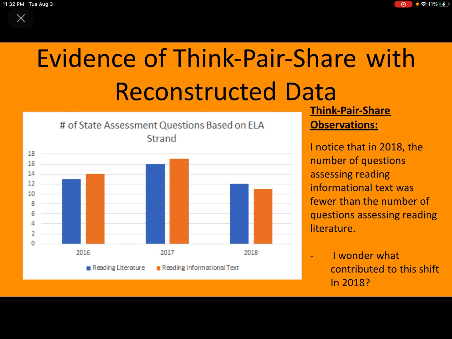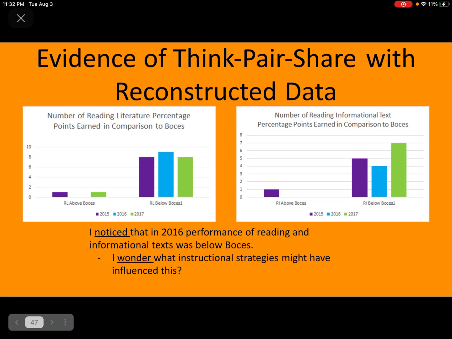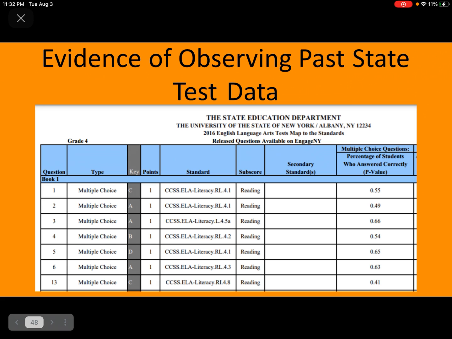Here's another example. Here is an example looking at the number of state assessment questions over 2016, 2018, differentiating reading literature questions over reading informational text. And here we have a comparison of our students' performance to that of the regional BOCES performance levels.